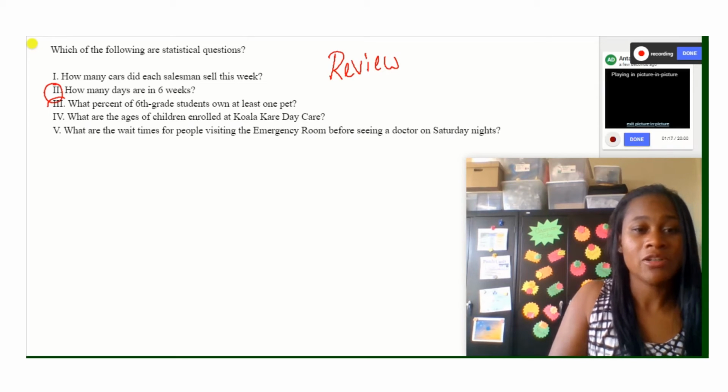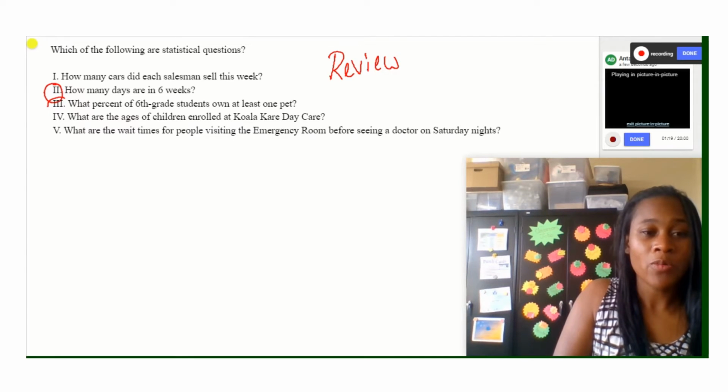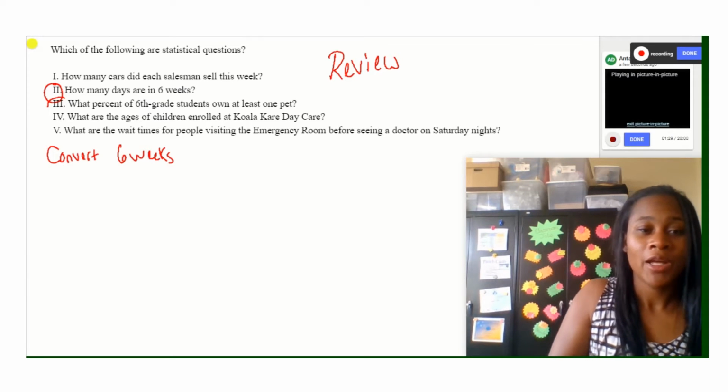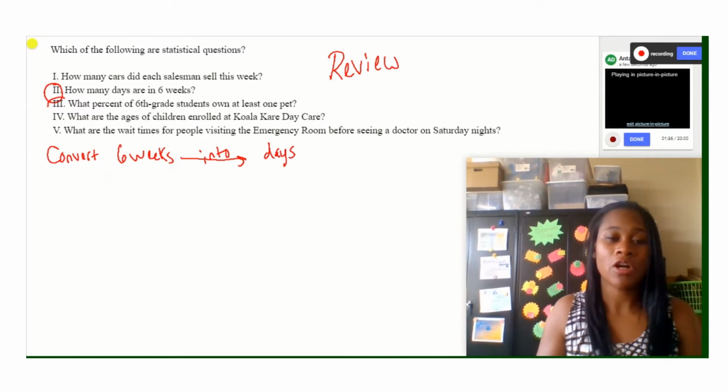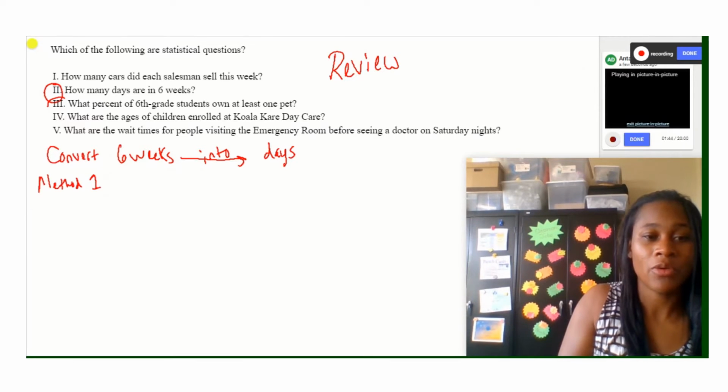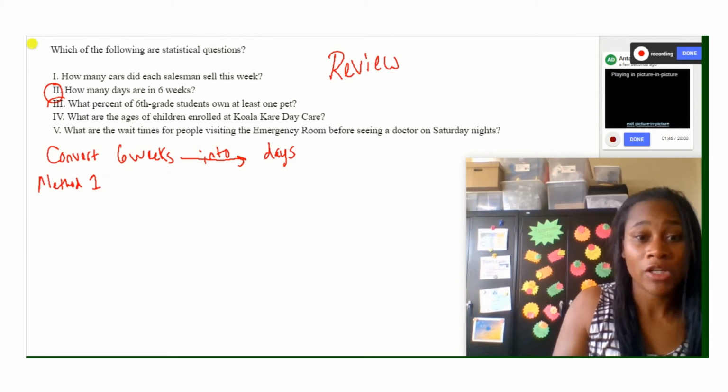It says, how many days are in 6 weeks? So we want to convert 6 weeks. That question is not statistical, by the way, because there's only one answer. But we want to convert 6 weeks into days. You always want to know where you're starting and where you're going. So we're going to use method 1 right here. So method 1 is going to be your conversion factor method.